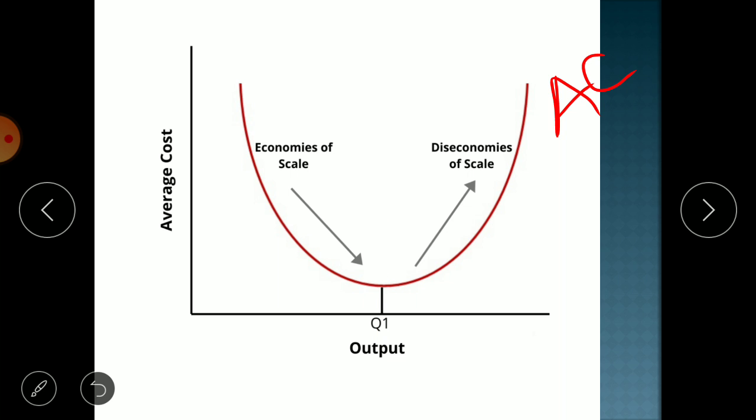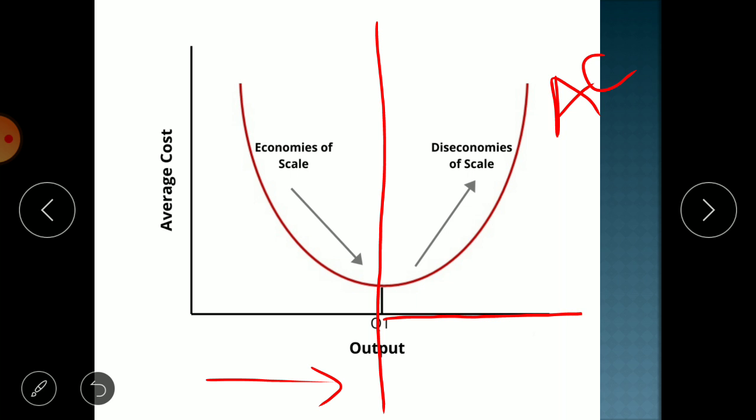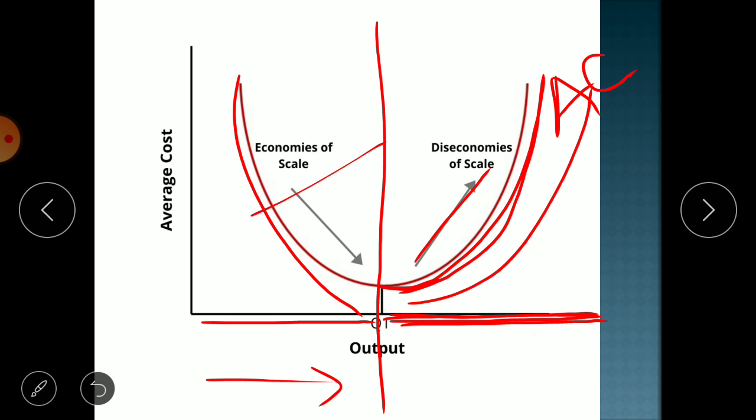That can be depicted here. We have seen that in the first part there is economies of scale. If you still move further from left to right, your output is increasing and your cost of production is also increasing. So that is known as diseconomies of scale. Now just compare the first part and the second part. In the first part, output increases, cost reduces. And in the second part, output increases, cost increases. The first part is known as economies of scale and the second part is known as diseconomies of scale.